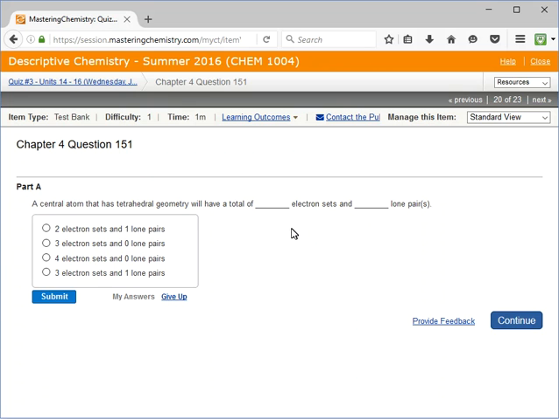All I know for sure, of these choices, is notice that 2 electron sets, 1 lone pair only adds up to 3, doesn't it? 3 electron sets and 0 lone pairs only adds up to 3. This adds up to 4, and this one adds up to 4, but the key is that an electron set could be an atom or a lone pair. Ammonia was one of those examples where I have 3 atoms and 1 lone pair. Actually, the way we use electron sets is that it includes both atoms and lone pairs of electrons. So if I have 3 electron sets down here, that's not 4. I have to have 4 electron sets to be tetrahedral, so it's going to be that answer.